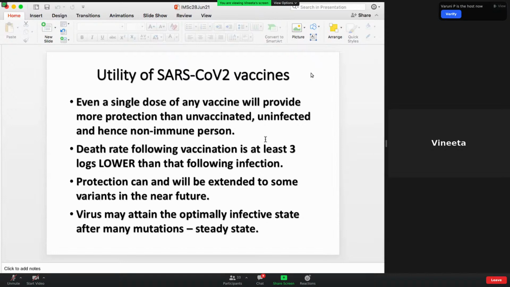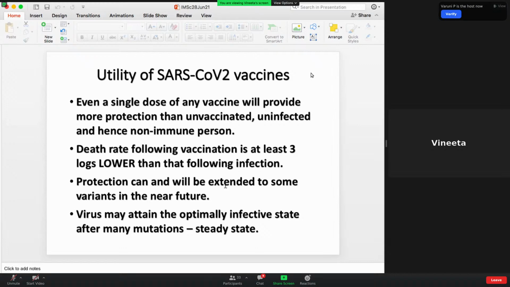However, what we know is that the death rate following vaccination is at least 3 logs lower than that following infection. The current case fatality rate is closer to 1.5 in different areas, but the total for India is just short of 2. We are talking about cases, meaning every person who is admitted to the hospital or at least has been RT-PCR positive. There have been many asymptomatic infections, and that is the infection fatality rate, which is even smaller than the case fatality rate. So 3 logs lower is for the case fatality rate.